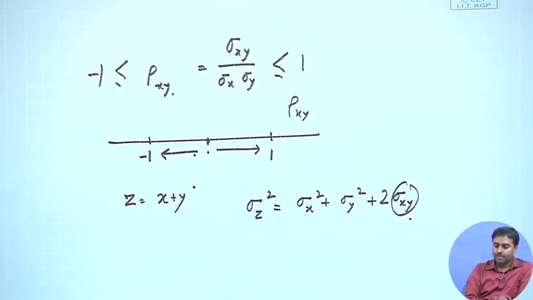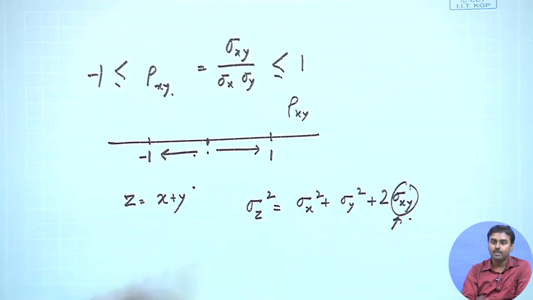So, as long as this correlation is 0, this will be just sigma x square plus sigma y square. Otherwise, this correlation term has to be kept in. This is something you will see later on: if they are not independent and not uncorrelated, then what is the effect of that, what happens in a random variable where you add two random variables.